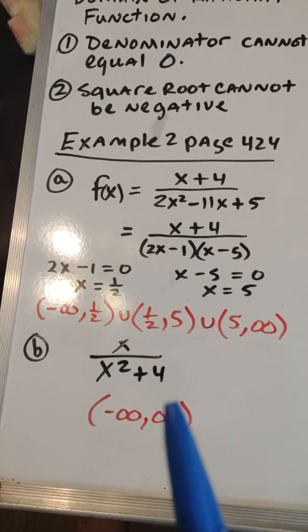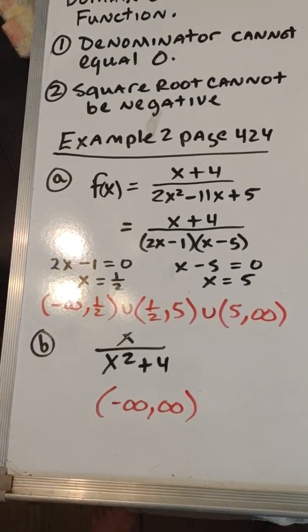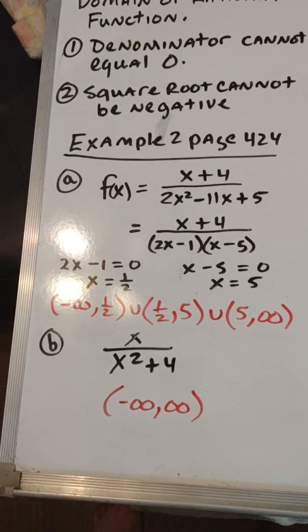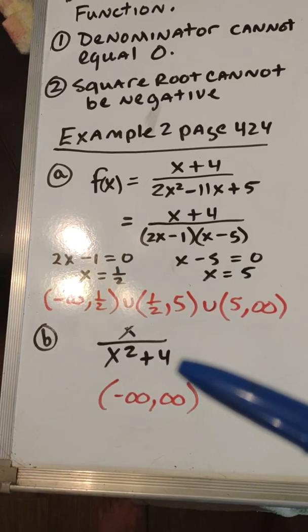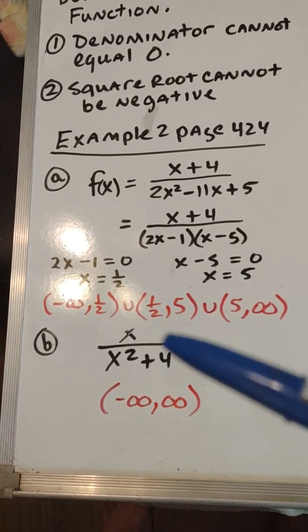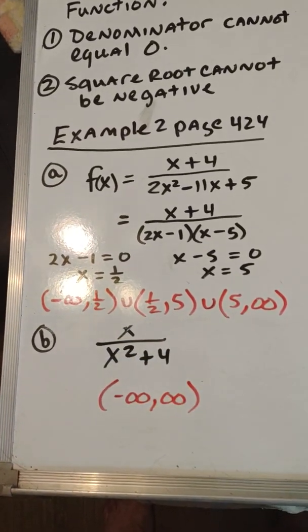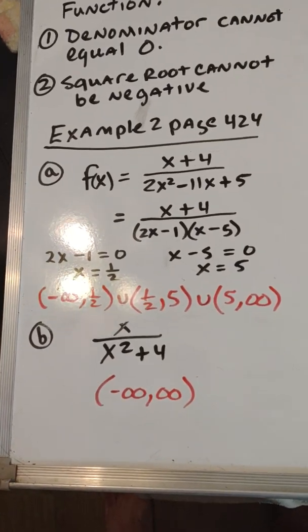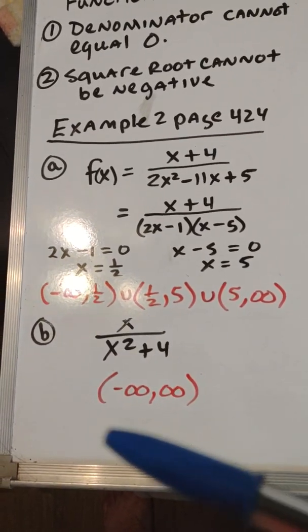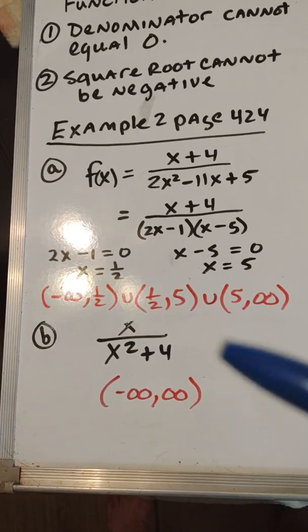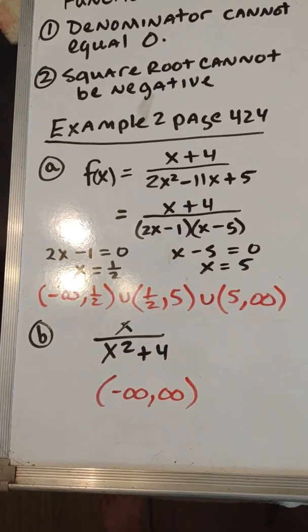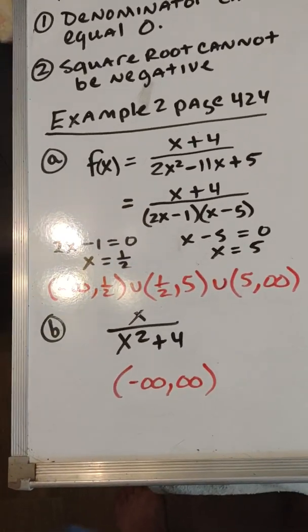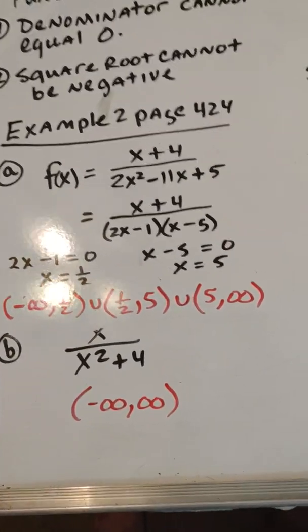In part B of this problem, you have x over x squared plus 4. Well, by inspection, if I plug a 0 in here, I still get 4. This is a sum of squares, which there is no factoring for. It's non-factorable. So this is all real numbers. There is no x that can't be used in this particular rational expression. So it's negative infinity to positive infinity.